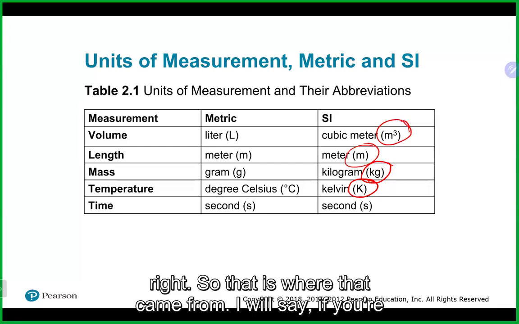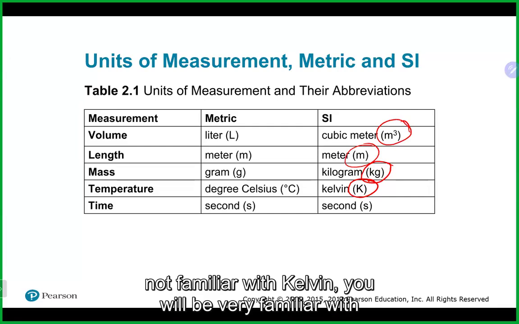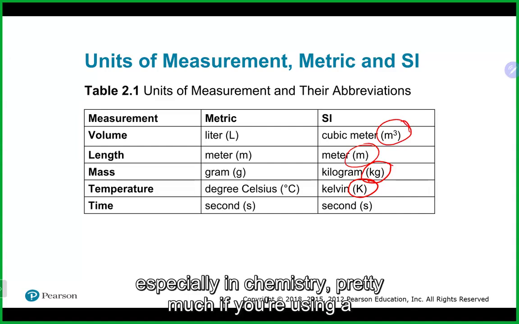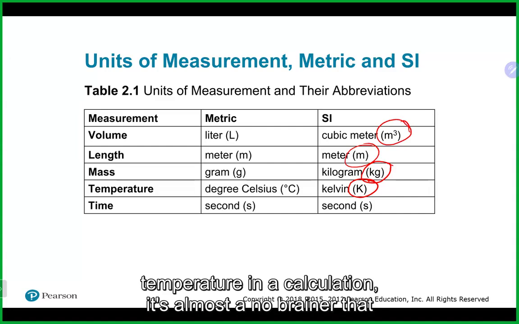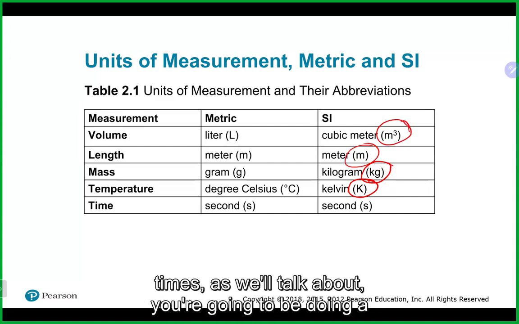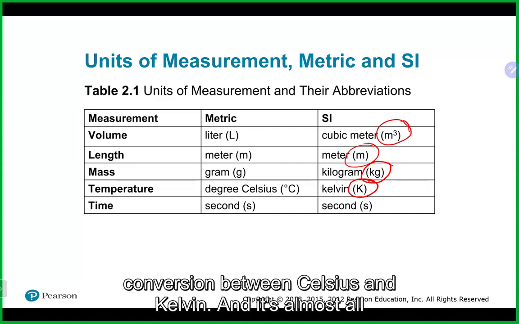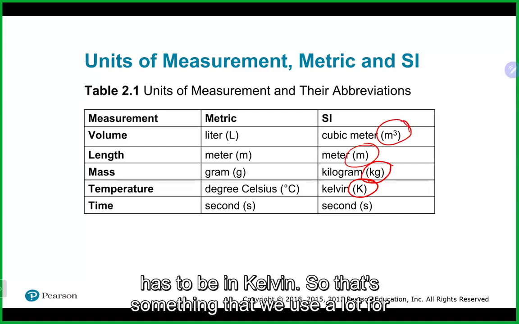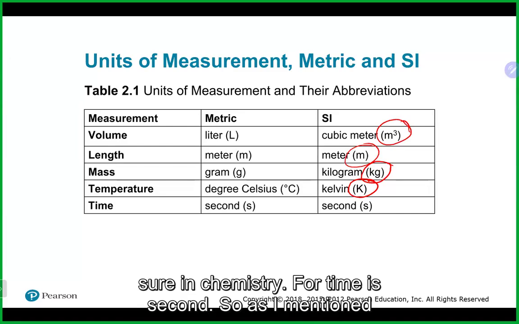I will say, if you're not familiar with Kelvin, you will be very familiar with it by the time we're done in this class, because in chemistry, if you're using a temperature in a calculation, it's almost a no-brainer that it needs to be in Kelvin in most formulas. A lot of times, as we'll talk about, you're going to be doing a conversion between Celsius and Kelvin. So that's something we use a lot in chemistry.